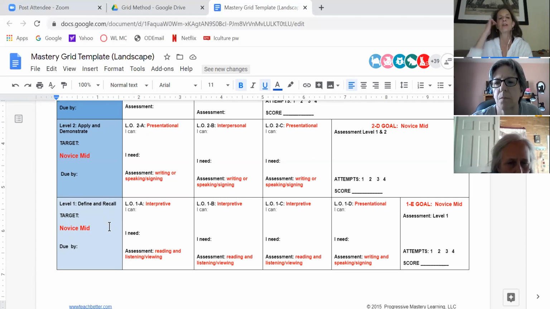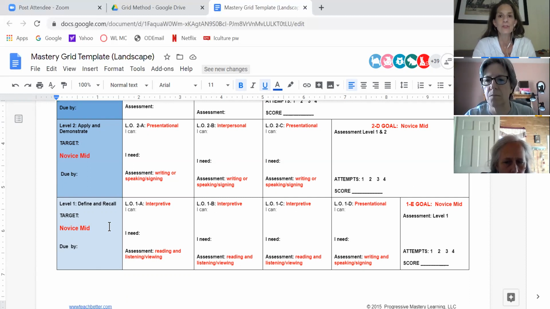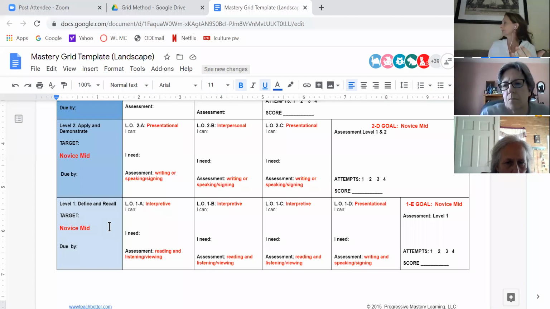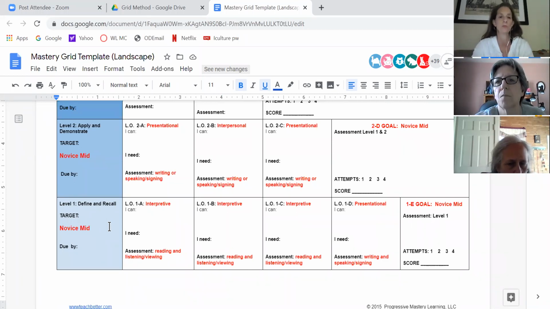So level 1 is really your define and recall, your low level activities and assessments that they would do for novice mid. So if you were doing, say, a unit on travel or something like that, those immediate skills that they need are some sort of input, whether it's vocabulary or structures, or you give a cultural picture and you start talking about it. But I think for most of us, usually we begin with some sort of interpretive task to help give the kids some input to start working with.